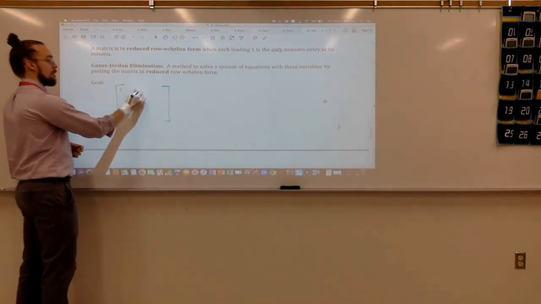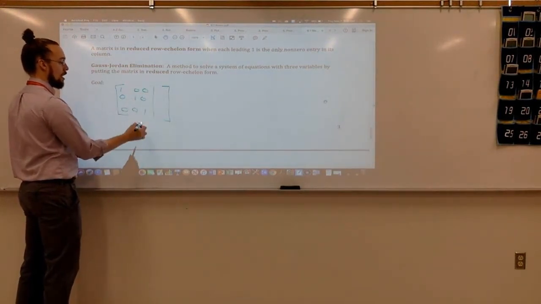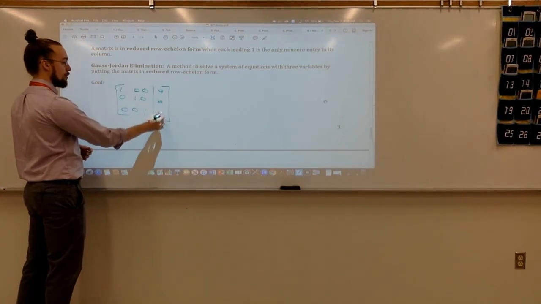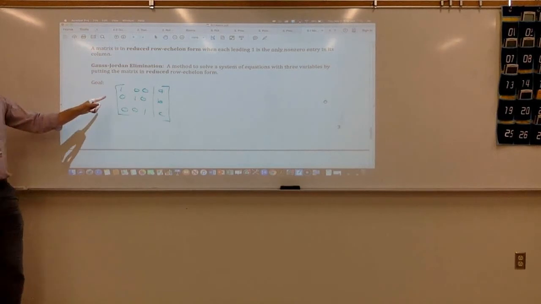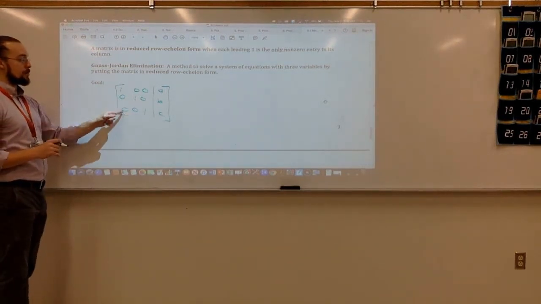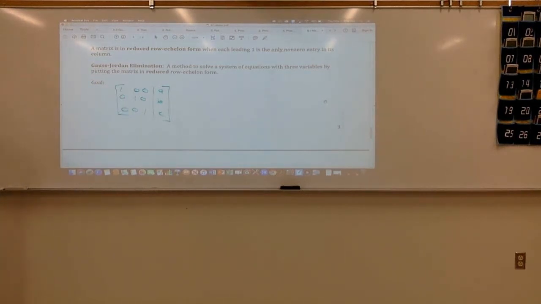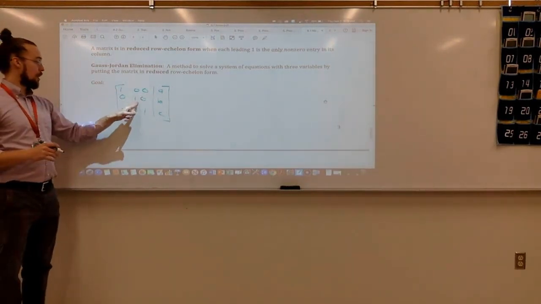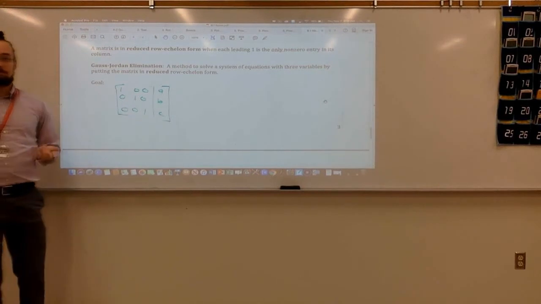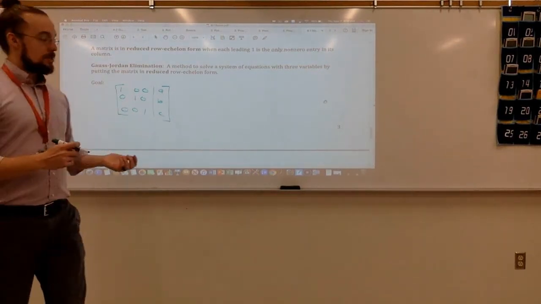Where I've got zeros everywhere else, and then these values can be whatever, right? So reduced row echelon form is where we not only get 1s in the diagonals and zeros down here, but also zeros up here. Right? So then it just gives you the answers. We would say x equals a, y equals b, and z equals c.